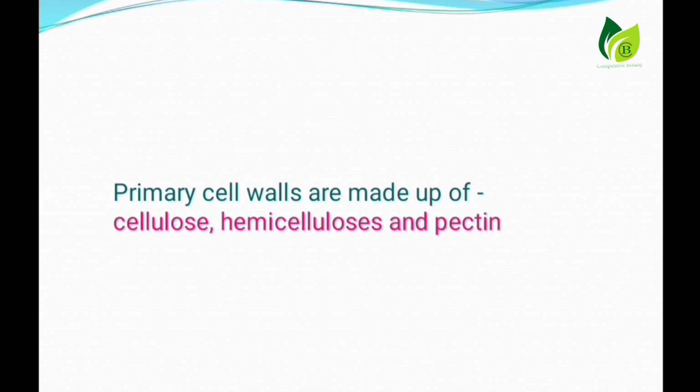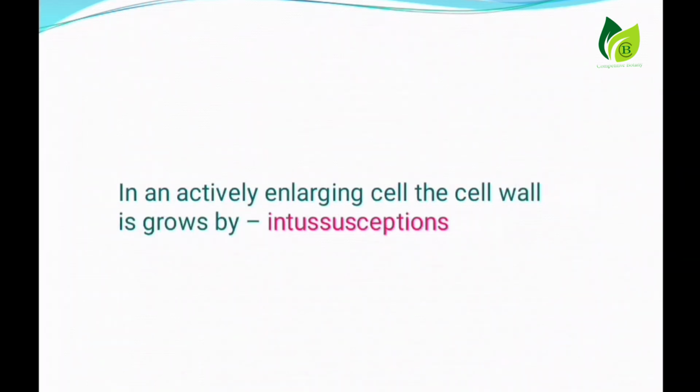Primary walls play an important role in turgidity. The next question is, in an actively enlarging cell, the cell wall grows by? The answer is intussusception. Here you have to know what intussusception is. The growth of the cell wall occurs by intussusception.